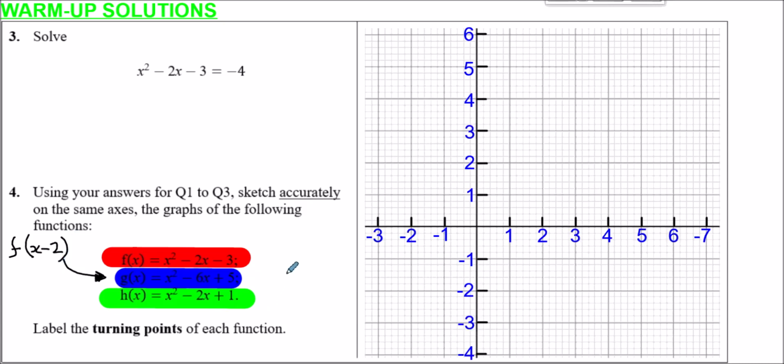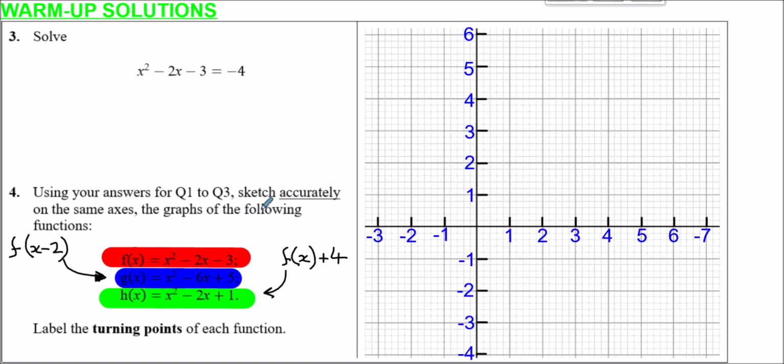And h of x is what we solved here, and that was f of x plus 4. Okay, this bit's f of x, and we solve it by adding 4 to the whole thing. And so f of x is almost like the original function. We're going to compare g of x and h of x to our original.